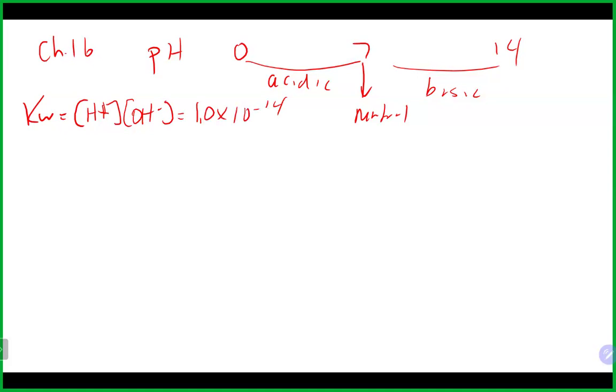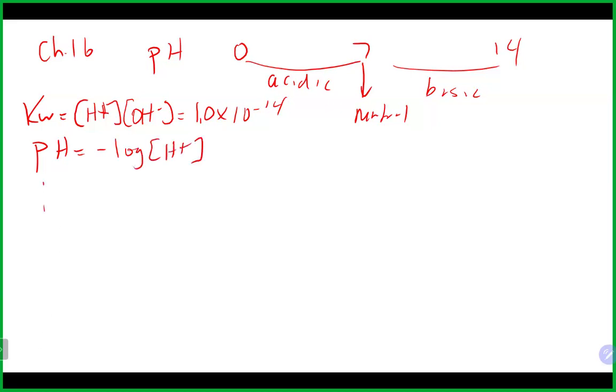You could use that to compare the concentrations, and if the H plus concentration is larger than the OH minus, then it's acidic. If the OH minus is larger than the H plus, then it's basic. And obviously, if they are neutral, they will equal each other, which will equal 1 times 10 to the minus 7. That would give us a pH of 7. To calculate the pH, that is minus the log of the H plus concentration.